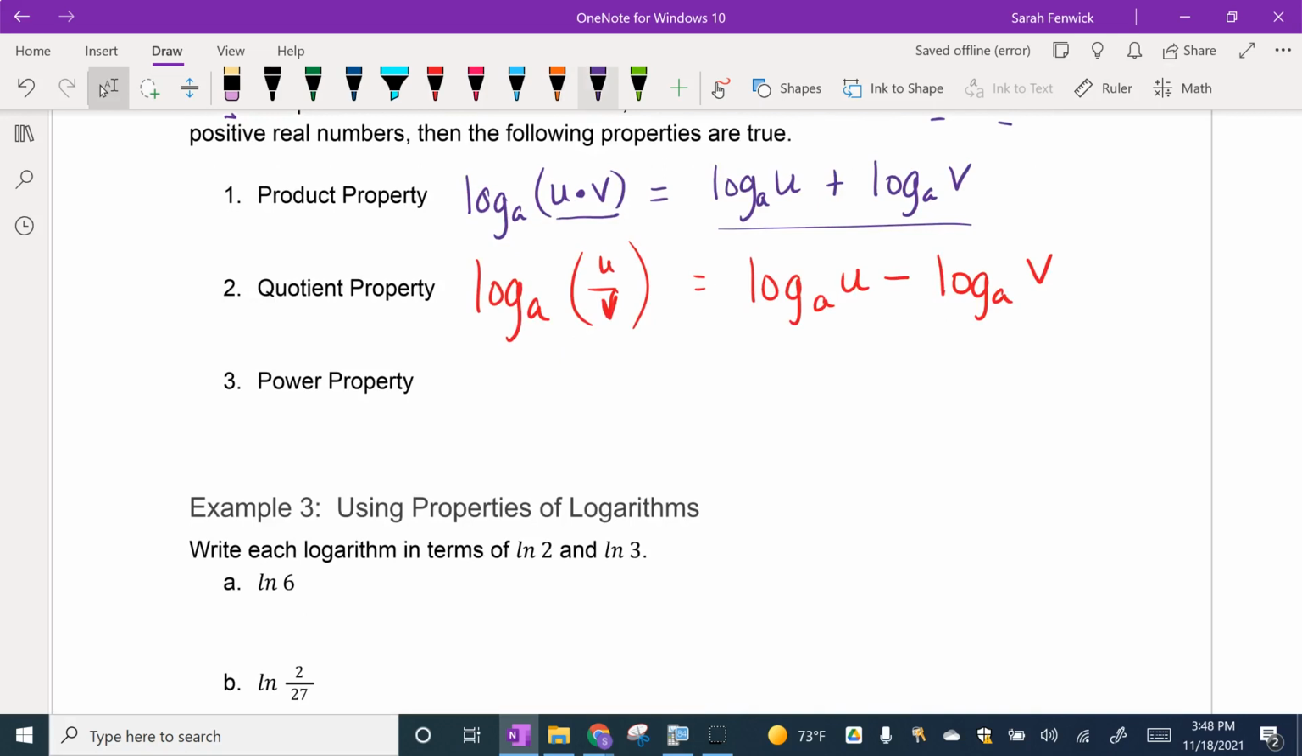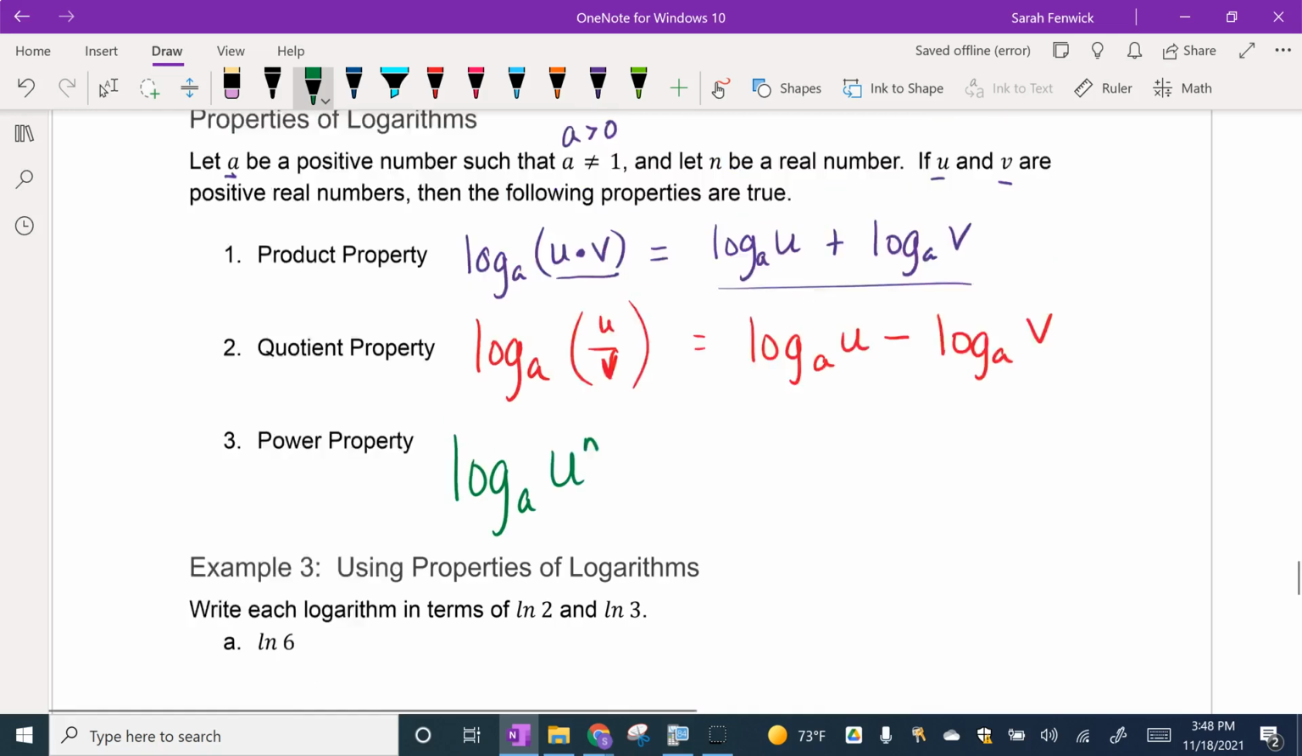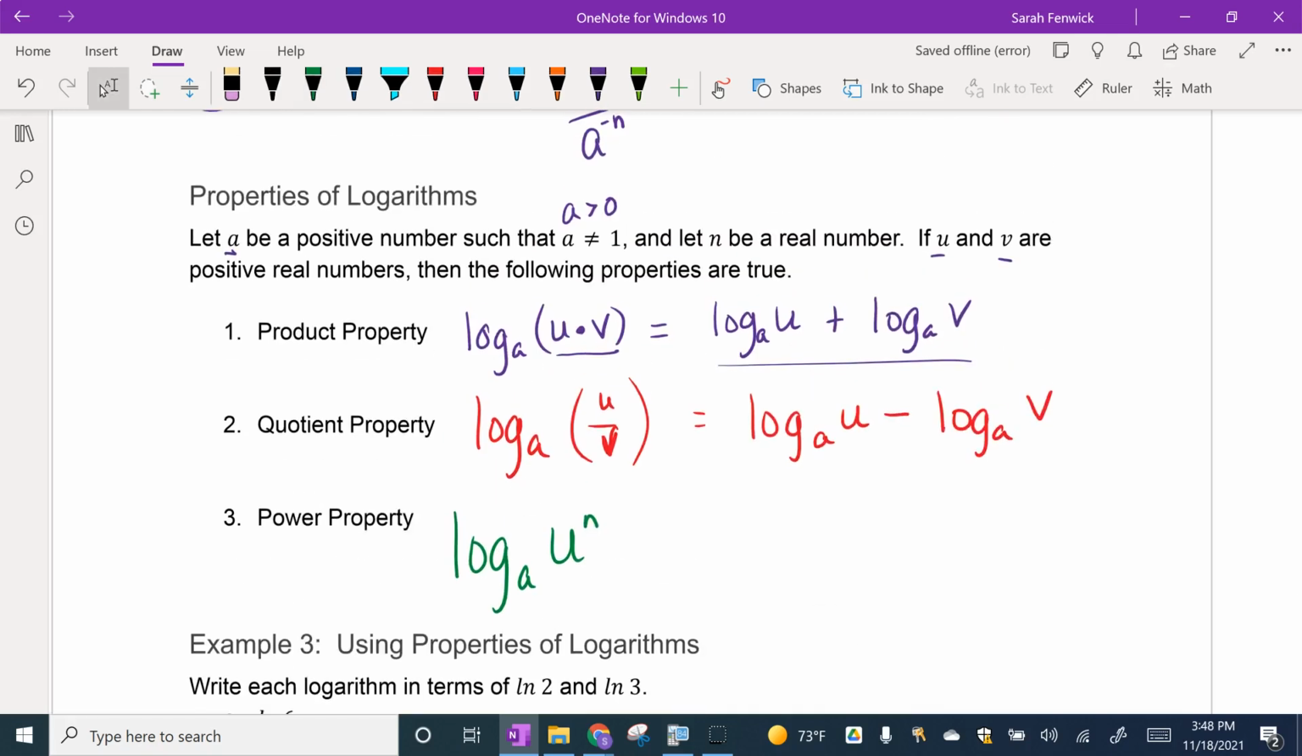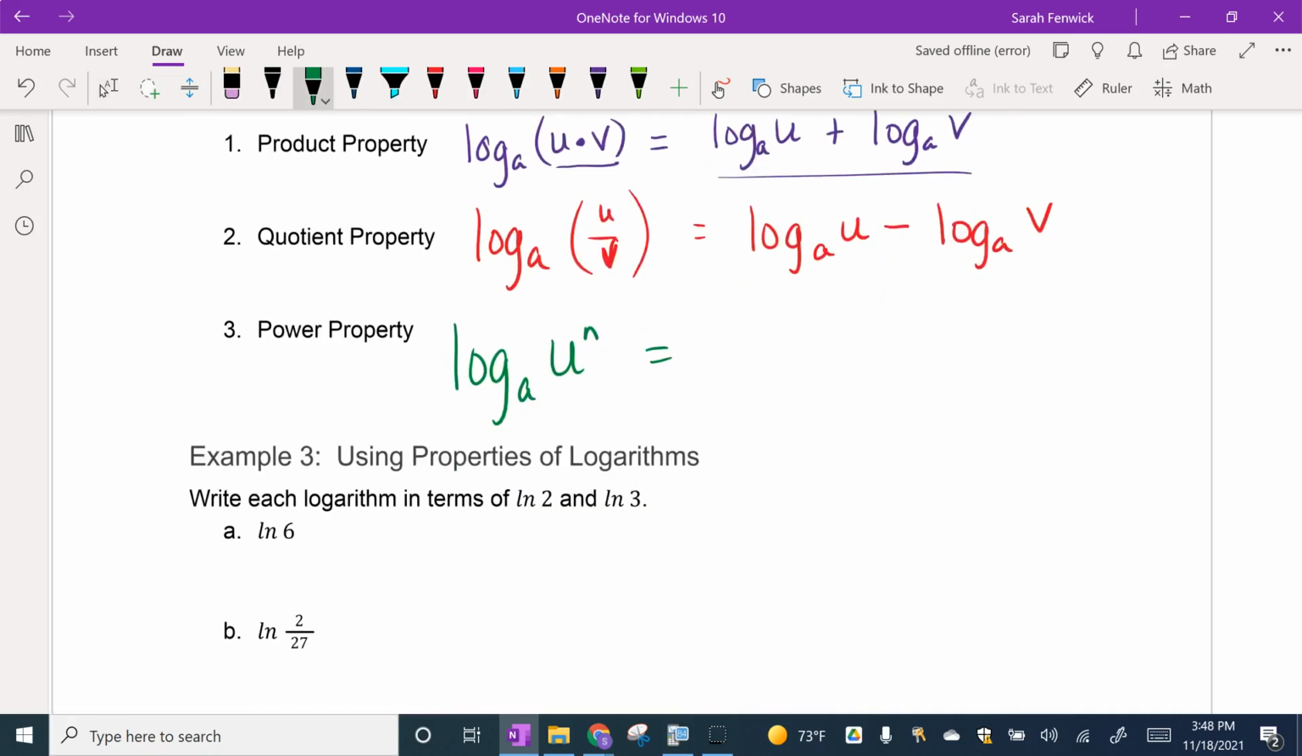The power property. The power property is a really good one, too. We have, if I have log base a of u to the n power, where if you remember right, n is a real number. What I can do, and this is one of those patterns that Ms. Phillips loves so much, is as long as the power is on my entire argument, it can come around and become a coefficient, or a constant multiple is what it's called sometimes, in front of my log. Okay?